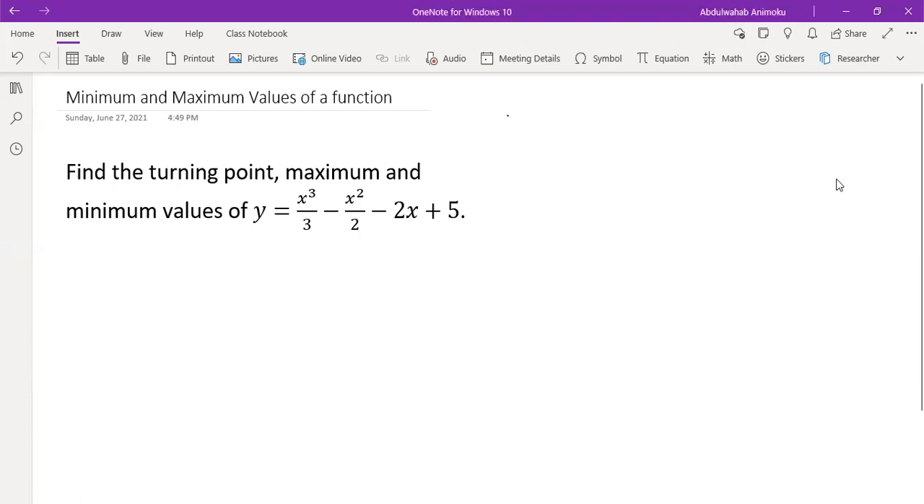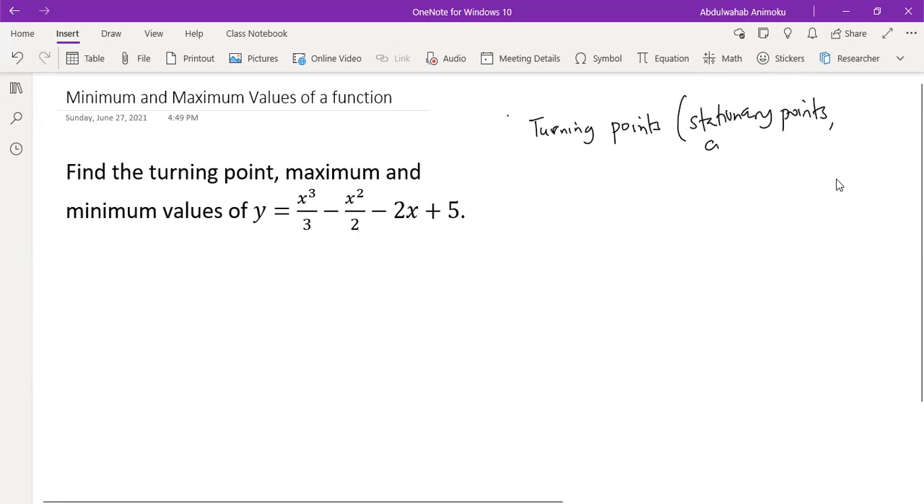So the first thing is, if you want to find the turning point, another way to say turning points is basically stationary points. Sometimes they are called stationary points, and sometimes they are called critical points, right? So when they use these words, you should understand that they're talking about the points where we have minimum values and maximum values and sometimes saddle points of the function. Okay, so let's take a look at this.